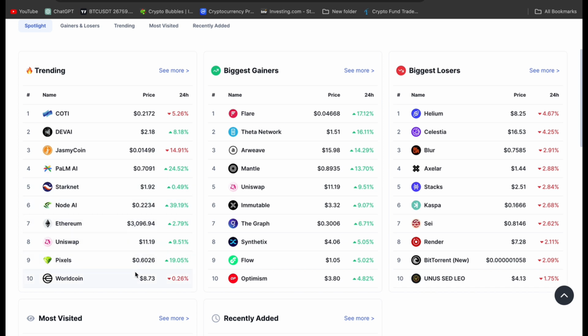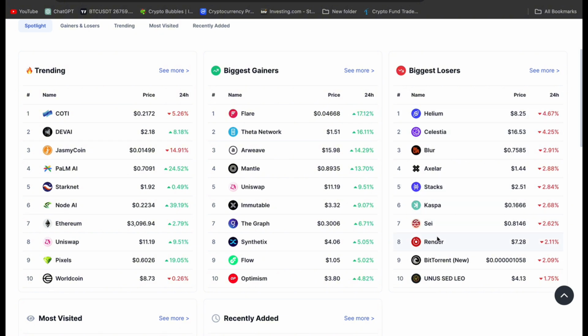The trending section shows the coins that people are currently trading, coins people are currently using, coins that have big things coming out for them. Then we have the biggest gainers. The biggest gainers are coins that in the past 24 hours have been able to pump to the upside, and we have one of them being Optimism, that's OP. We have Flow, Uniswap, Mantle, and all those. And we also have the biggest losers. The biggest losers in the past 24 hours are BitTorrent, Render Token, Casper, Stacks, and others. We also have Celestia here.